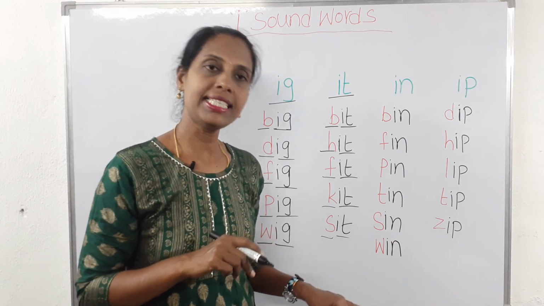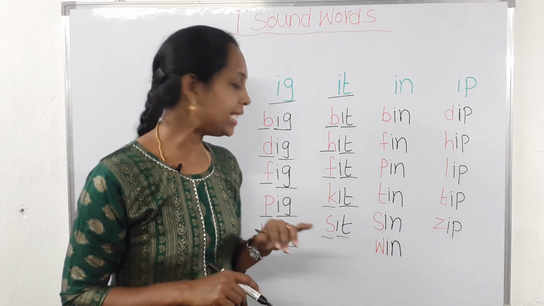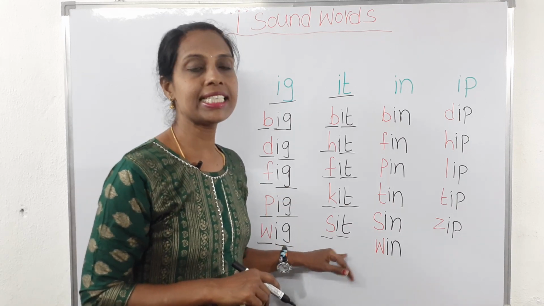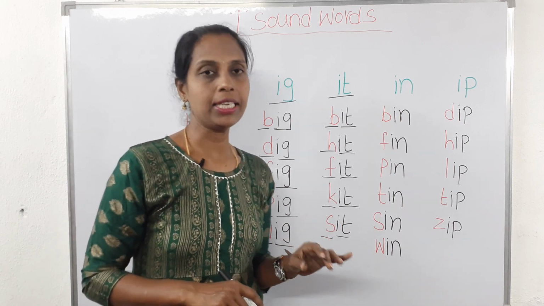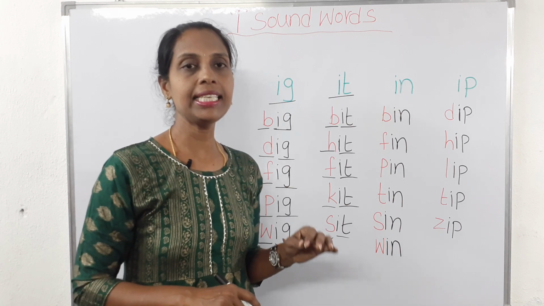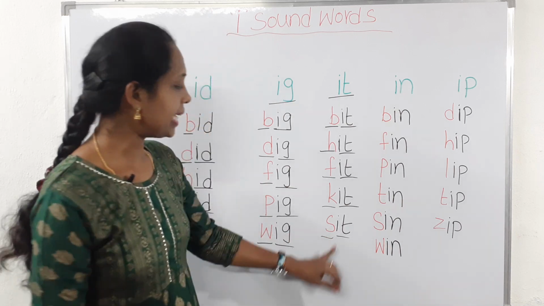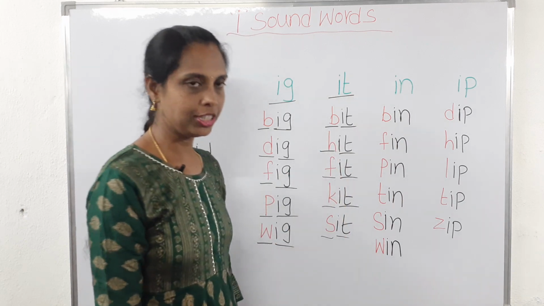I-T, sit. E-T. What is the sound of I? E. What is the sound of T? T. E-T. Sit. S-I-T, sit. All these are IT words.